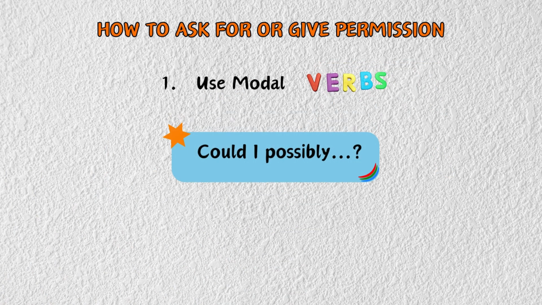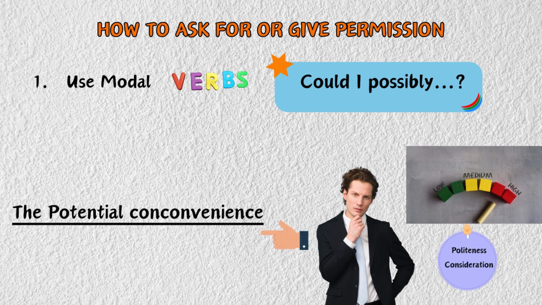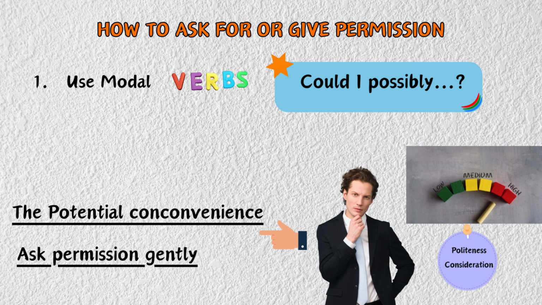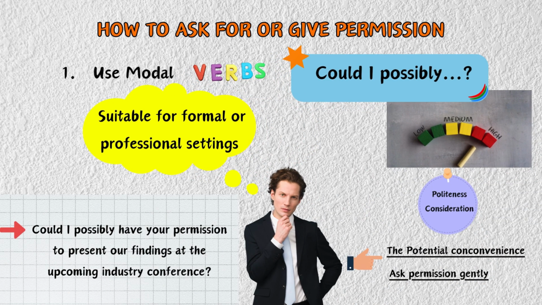Could I possibly is a phrase that conveys a high level of politeness and consideration. It suggests that you are aware of the potential inconvenience and are seeking permission in a gentle manner. It's particularly suitable for formal or professional settings where a higher degree of formality and respect is expected. Example, could I possibly have your permission to present our findings at the upcoming industry conference?